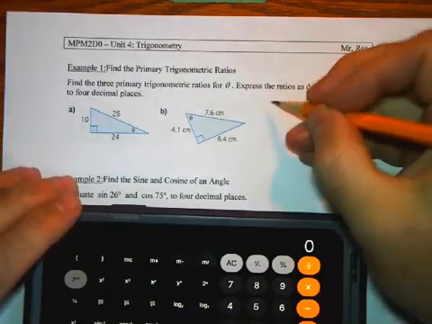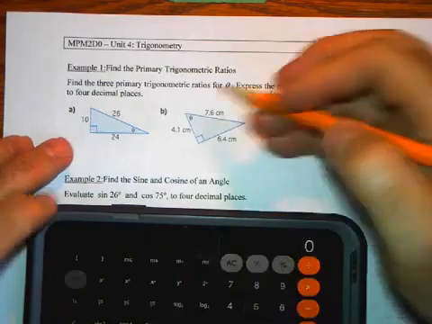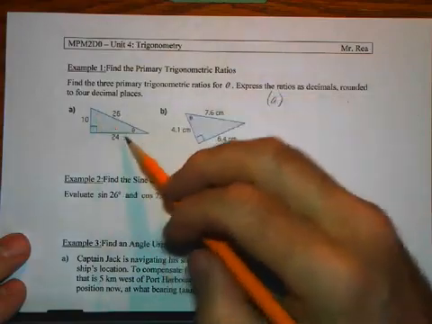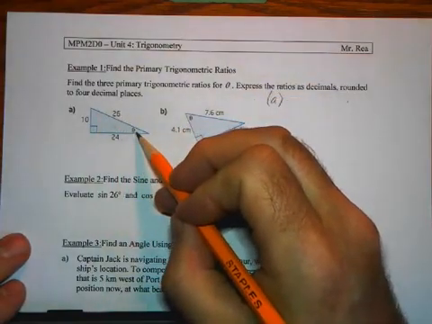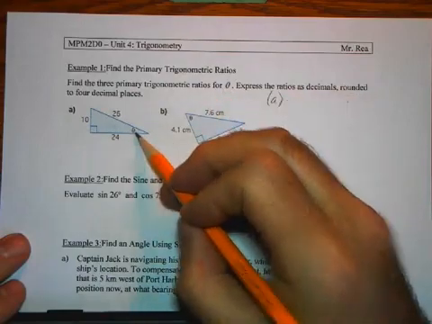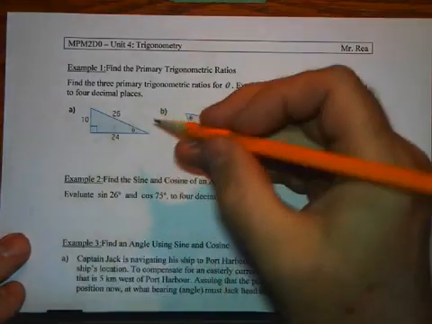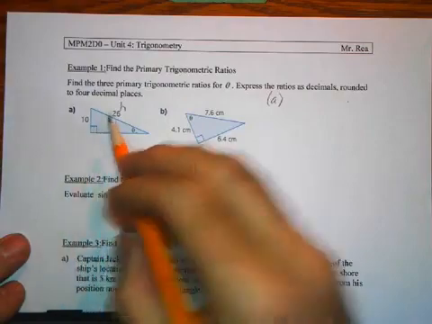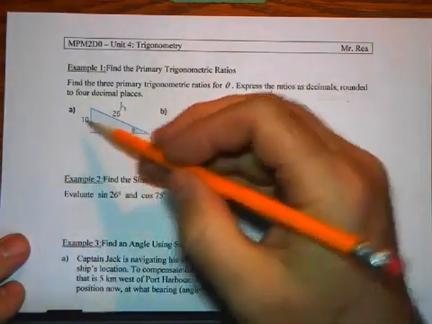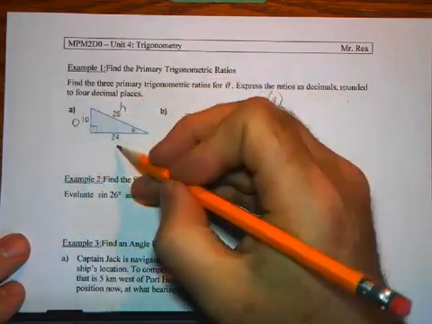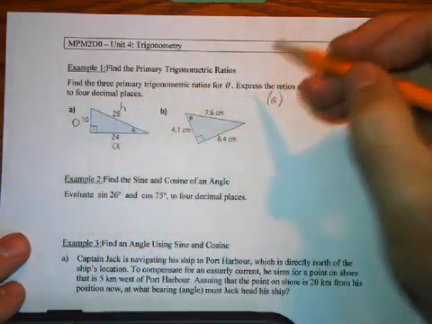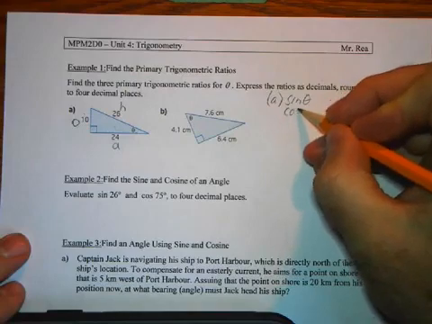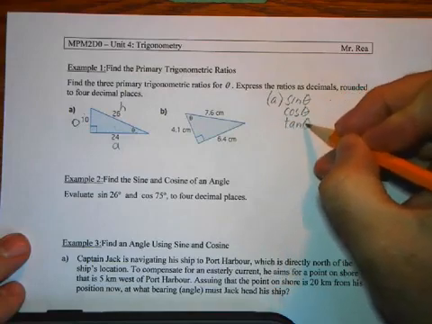Okay, so what do we want here? For the first triangle, there's the angle of interest. Okay, they want us to do this for this angle, theta. So the first thing we do is we label the sides. The obvious side all the time would be the hypotenuse. Okay, that's opposite the 90. The next obvious would be the opposite side, which is opposite the angle. And then our adjacent side is next to the angle. Okay, so I'm going to do all three ratios. I'm going to do sine theta, cos theta, and tan theta.